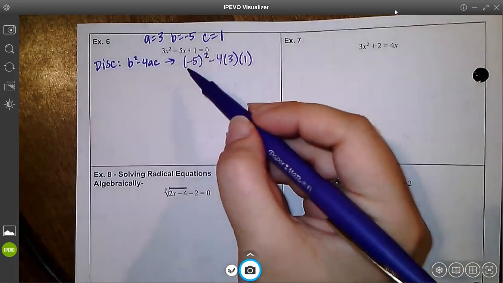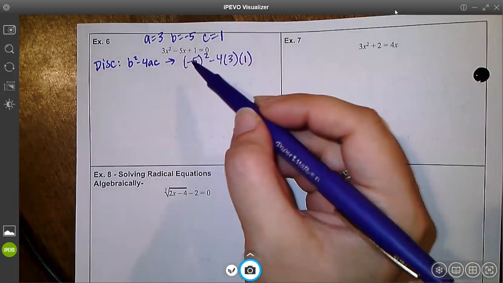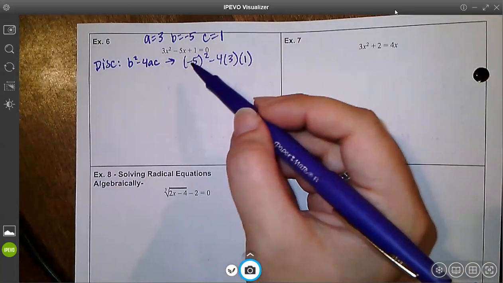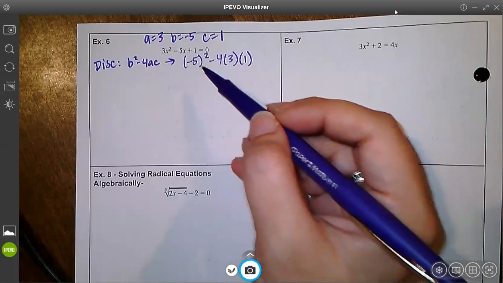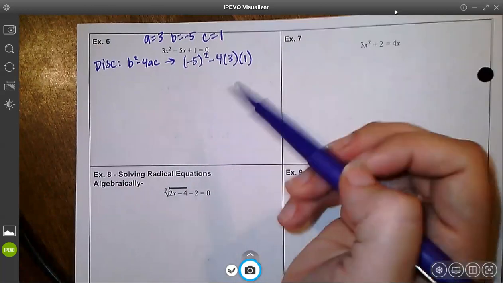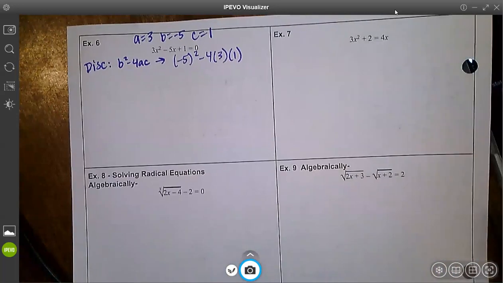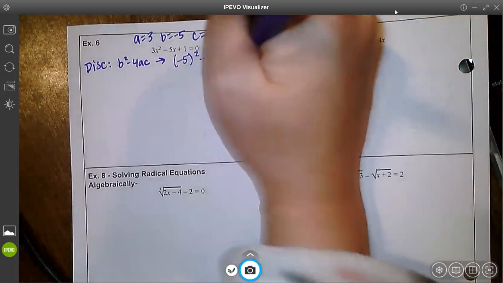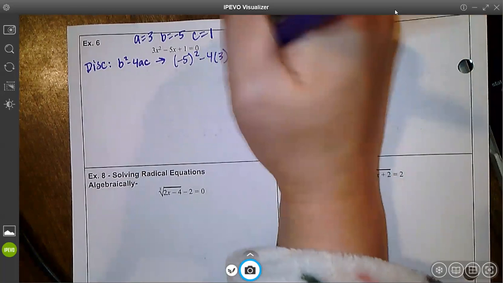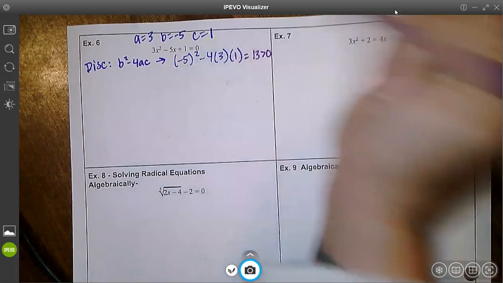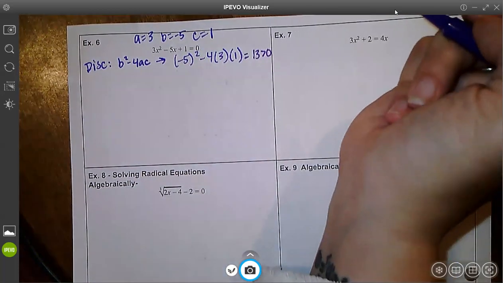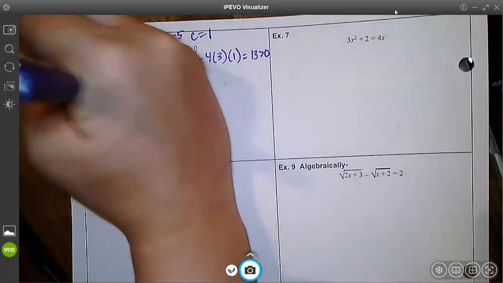It's really important to put what you're plugging in parentheses, because if you don't put this negative 5 in parentheses, it'll give you negative 25, which is wrong. You're saying negative 5 times negative 5. So what we've got here is 13, which is greater than 0, which means we have two zeros. So I'm going to take that and plug it into my quadratic formula.